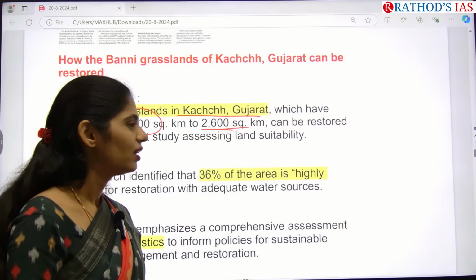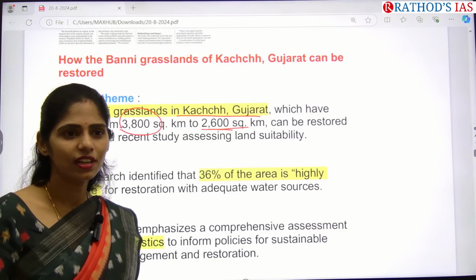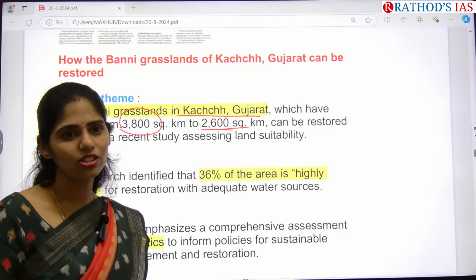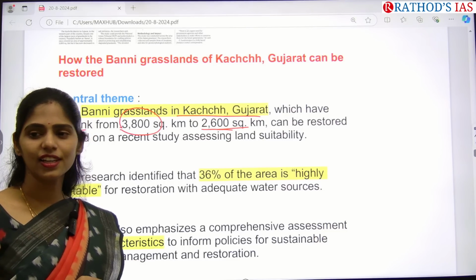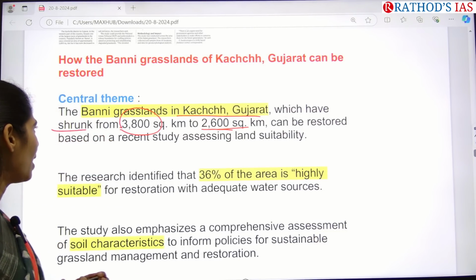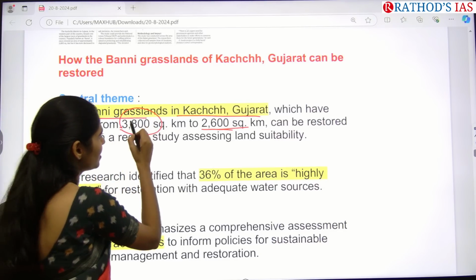Okay. Development activities, mining activities, construction, encroachments, illegal buildings, developmental projects. So because of this, what happened? The area of this Banni grasslands is decreasing.